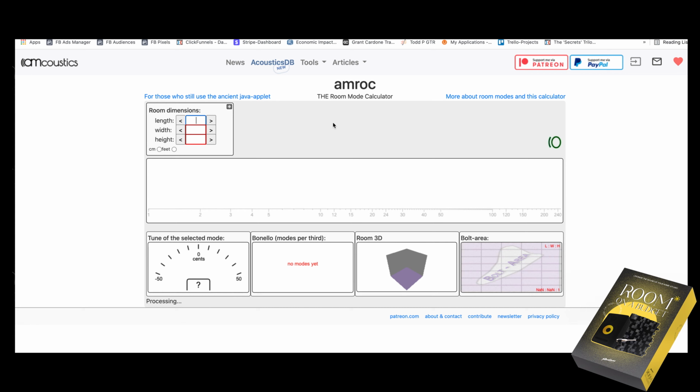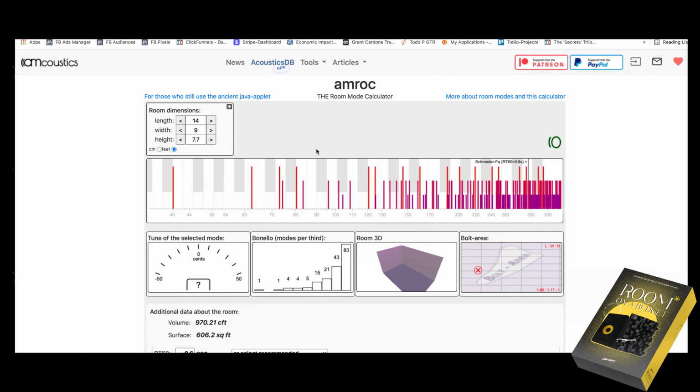Okay, so the length of the room is 14 feet. So we're going to pop in 14, and width is going to be 9, and our height is 7.7. All right, and then we're going to say in feet, and there you go. Bada bam.